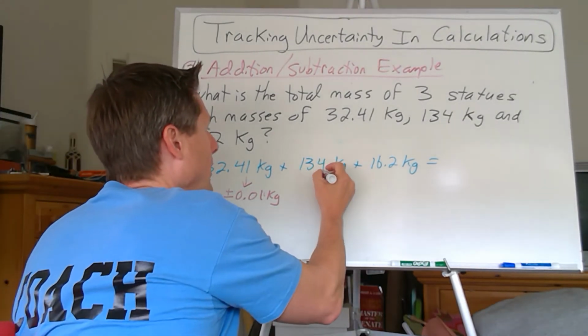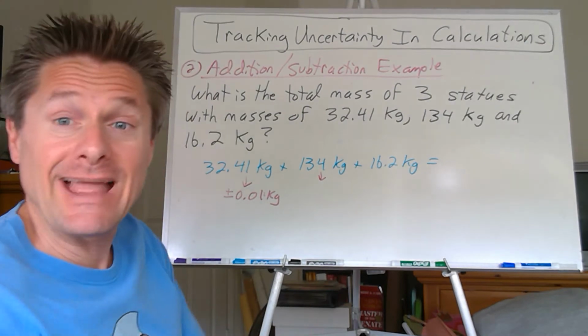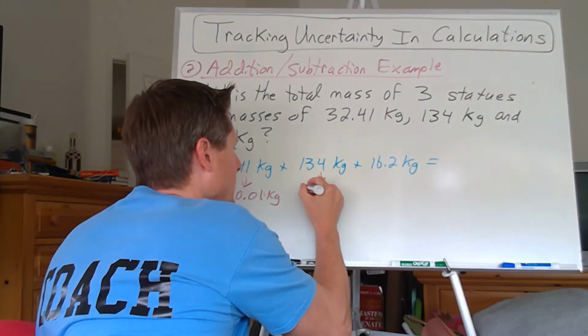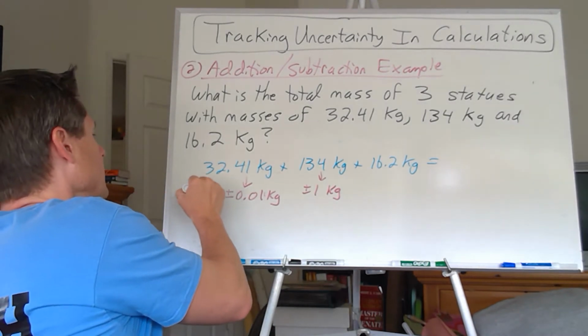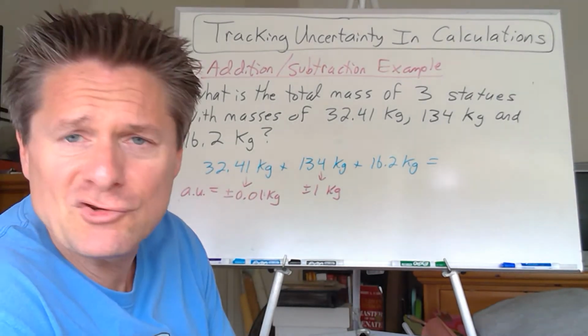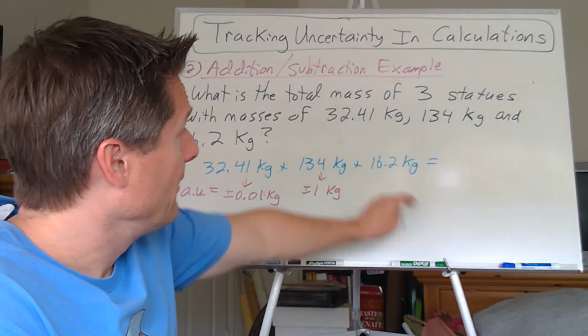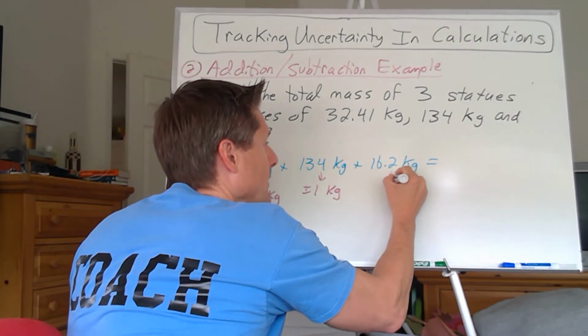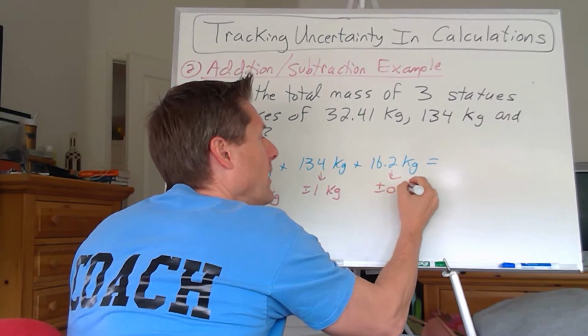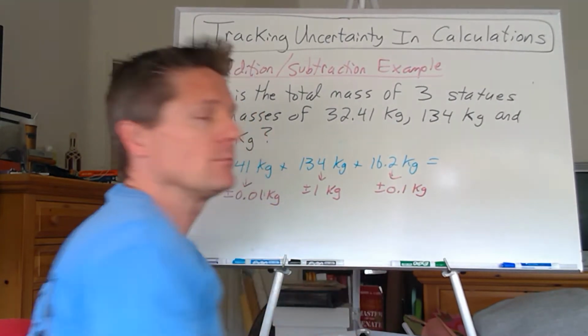Here, the 4 is my last significant digit. That's in the ones place. So this is plus or minus 1 kilogram. These are the absolute uncertainties. All right, just look for the last significant digit. In this one, the 2 is the last significant digit. That's in the tenths place, right? So this is plus or minus 0.1 kilograms.